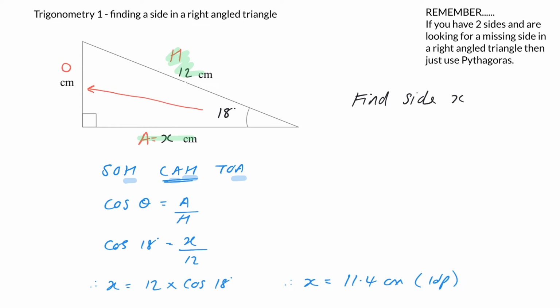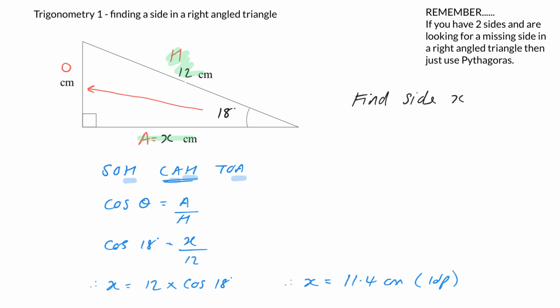Now hopefully you can see that the steps and the layout is the same. So first of all, step number 1 is to label the diagram. Step number 2 is to write out SOH CAH TOA, and step number 3 is to write the function out properly, and then finally substitute and solve.